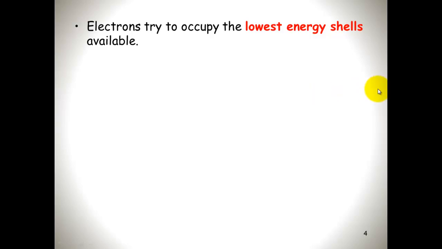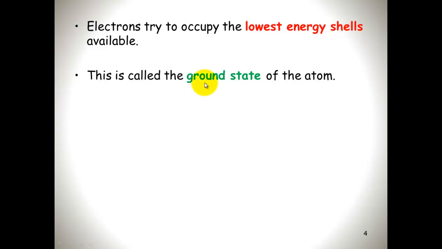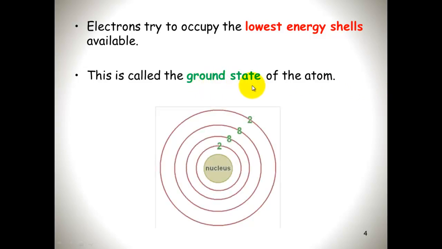Electrons always try to occupy the lowest energy shells available, and this is called the ground state of the atom. So what we know is that the lowest energy levels fill up from the inside out. So we have 2 in the first shell, 8 in the second shell, 8 in the third shell, and 2 in the fourth shell. This would give us the electron configuration of calcium, because there are 20 electrons.